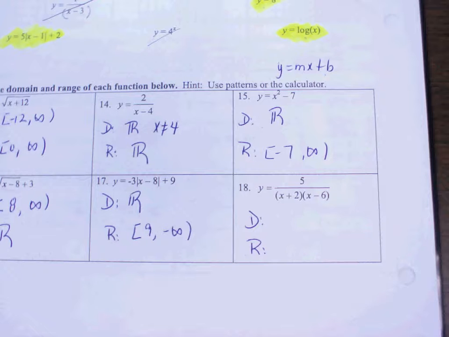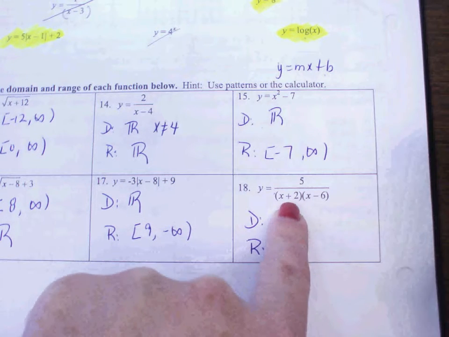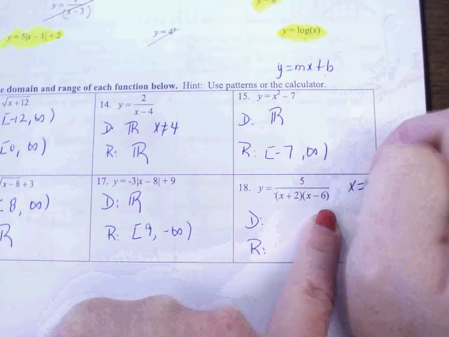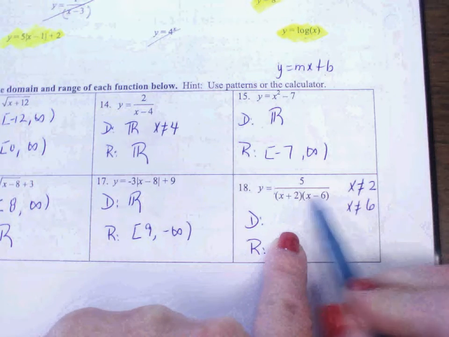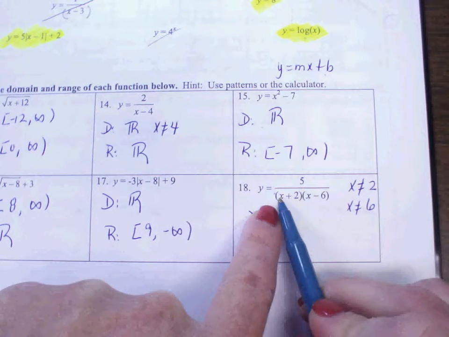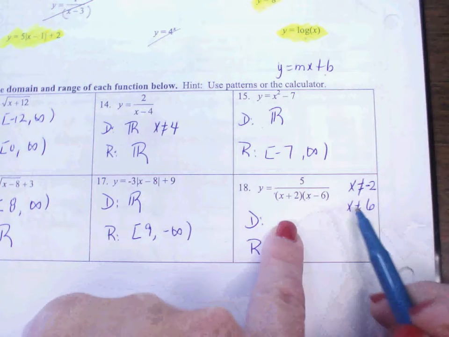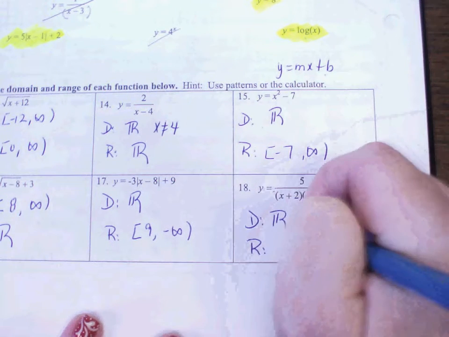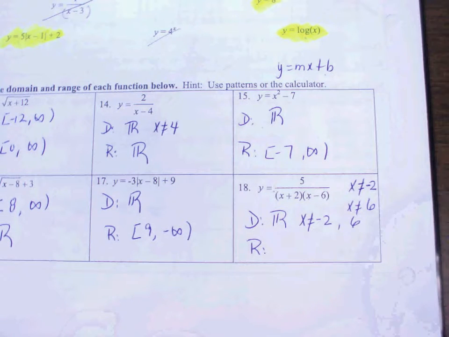X cannot be what? It cannot be what? Say it, both of them. It cannot be 2 and it cannot be 6. Because if you put a 6 over here, it would be 6 minus 6, which is 0. And then if you put 2 in here, it would be negative 2, not 2, right? So it would be all real numbers except for negative 2 and positive 6.